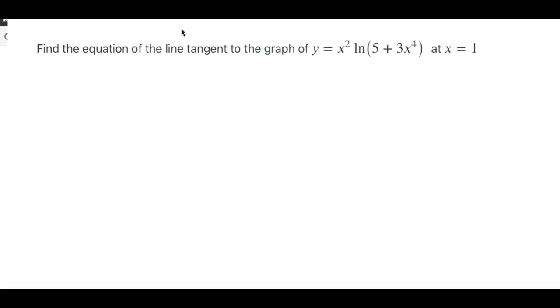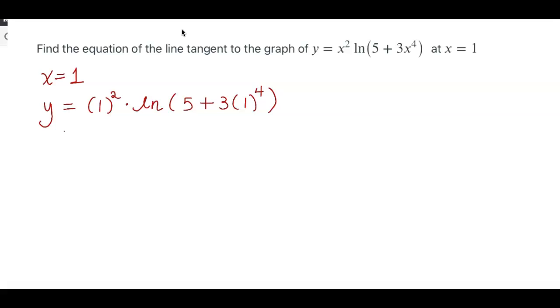So for an equation of a tangent line problem, we always need to find the x value and y value. The x value is given, x is just 1. But let's find the y value. What is y going to be? If I plug 1 into this function, I will get 1 squared times natural log of 5 plus 3 times 1 raised to the fourth power.